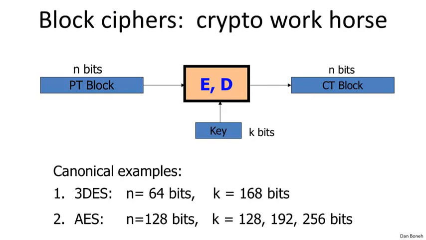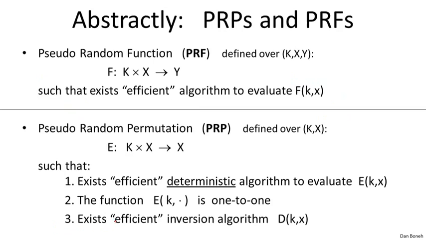So as we said in the last module, block ciphers map n bits of input to n bits of output, and we saw two examples of block ciphers, triple DES and AES. Now, an important abstraction of the concept of a block cipher is captured by this idea of a PRP and a PRF. Remember that a pseudo-random function, a PRF, is basically a function that takes two inputs: a key and an element in some set X, and it outputs an element in some set Y. For now, the only requirement is that there's an efficient algorithm to evaluate this function. We're going to talk about security for PRFs in just a minute.